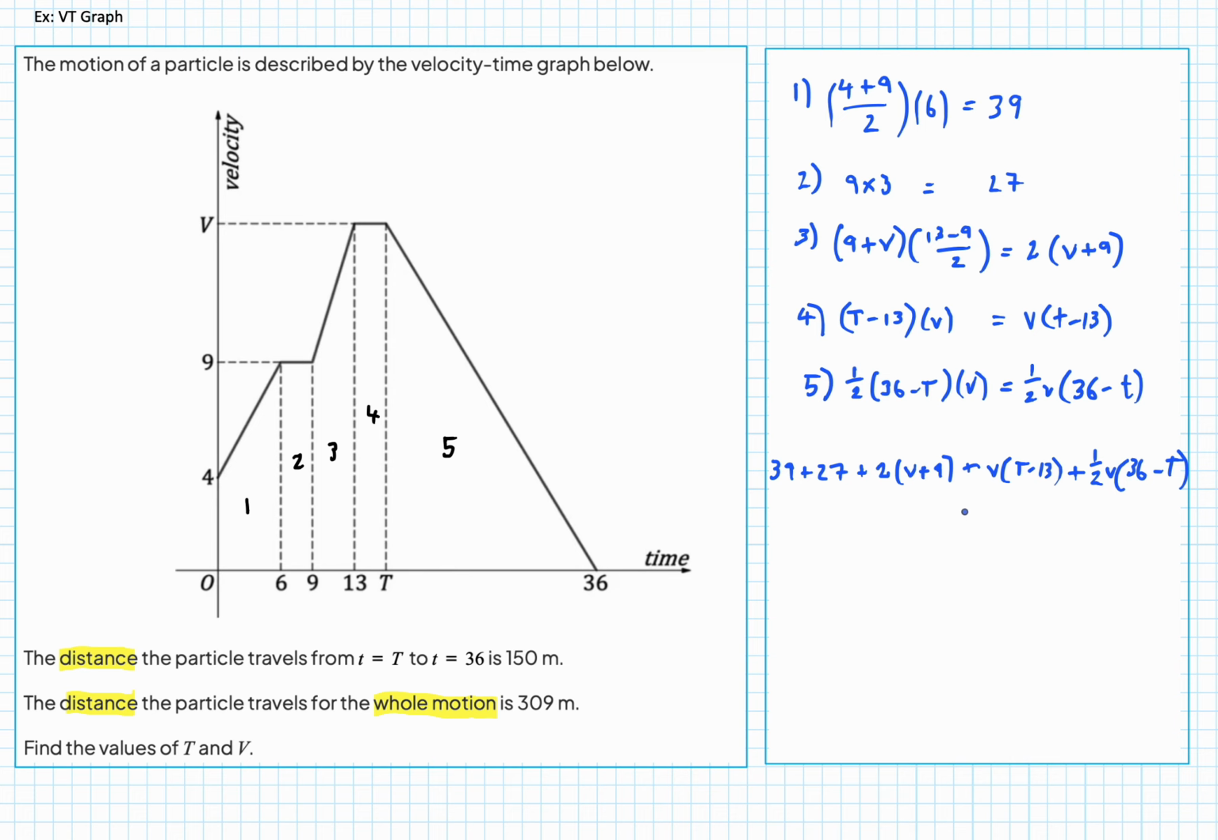What else can I do? I've already stated that one of our equations, or answers from above, is equal to 150. And if you actually check it just there yourself, you'll see that 1/2 v(36 minus t) is equal to 150. Do we have a value for v or t? Perhaps not. But remember, just doing your algebra out, you can find a value for t or v, and maybe you could substitute it in.